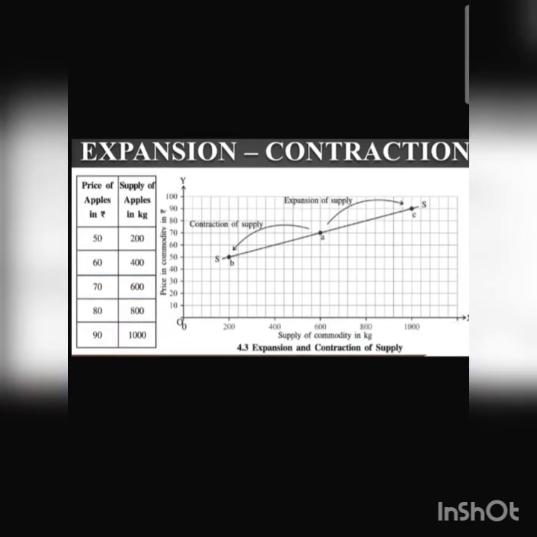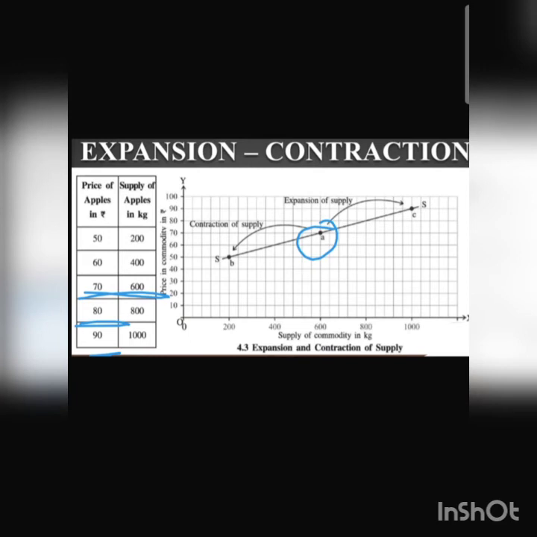So after plotting this on the x-axis and the y-axis, firstly we'll go with the initial one, that is 70, the price. How much is the supply? It is 600. So you will point out accordingly, that is point A over there. As you can see, when the price rises to 80, the supply increases, and when it reaches 90, the supply would be 1000.